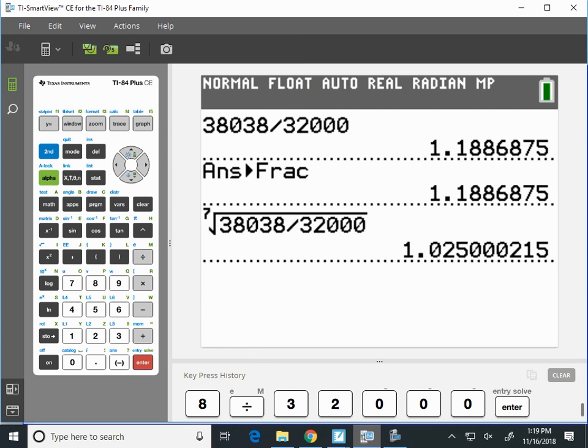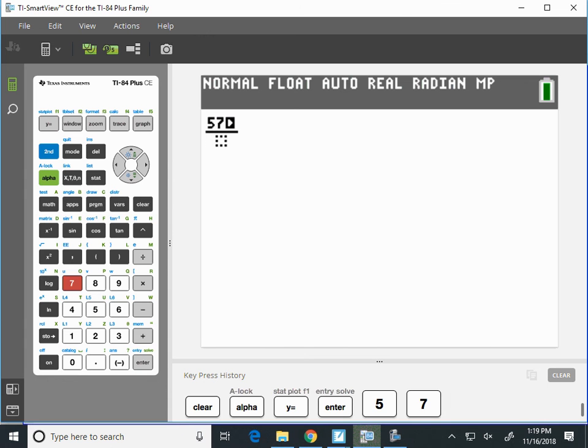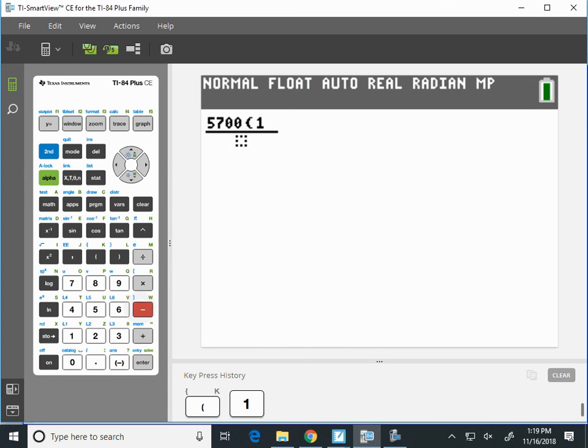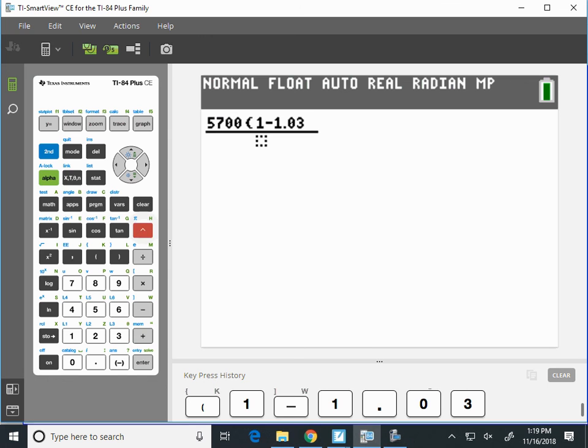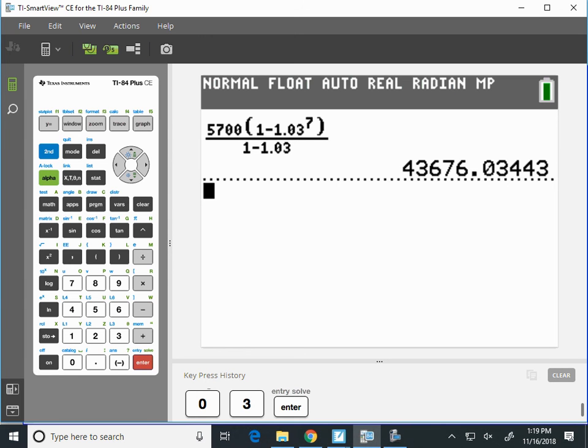And then we just carefully type that in. Just a lot of typing in the calculator. Very carefully. There we go. You should get a nice whole number. 43,676 pairs of shoes. All right.